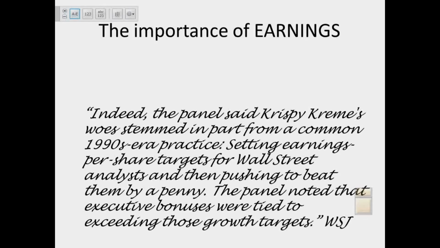We are so awesome. So they would kind of come up with an earnings forecast and then try and beat it. But what happens if you come up with an earnings forecast that you can't beat? You have to sort of artificially cook the books and create a penny that doesn't exist. So the panel noted also that executive bonuses were tied to exceeding growth targets. So if you're paid in order to have earnings that are growing, you're going to want to have earnings that are growing no matter what.